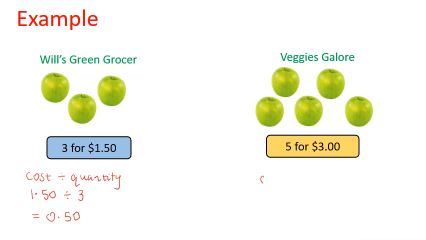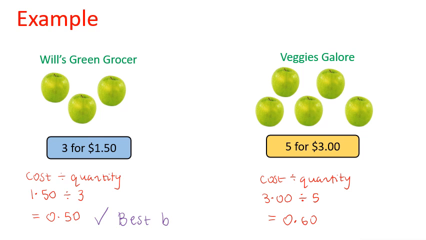Veggies Galore, cost divide by quantity. Cost is $3, quantity is 5. Pop that in the calculator, 0.60. So now I compare the price per unit, and I'm looking for the cheapest one. So the cheapest one is Will's Greengrocer. So this is the best buy.